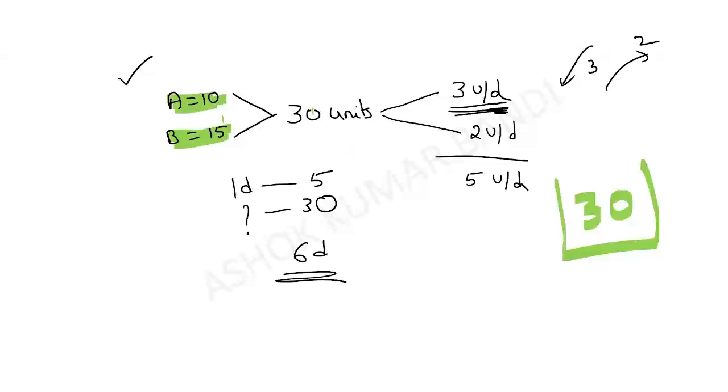Now see, we're having 30 chocolates here. A can eat all the 30 chocolates in 10 days. That means he can eat 3 chocolates per day. B can eat all the 30 chocolates in 15 days.